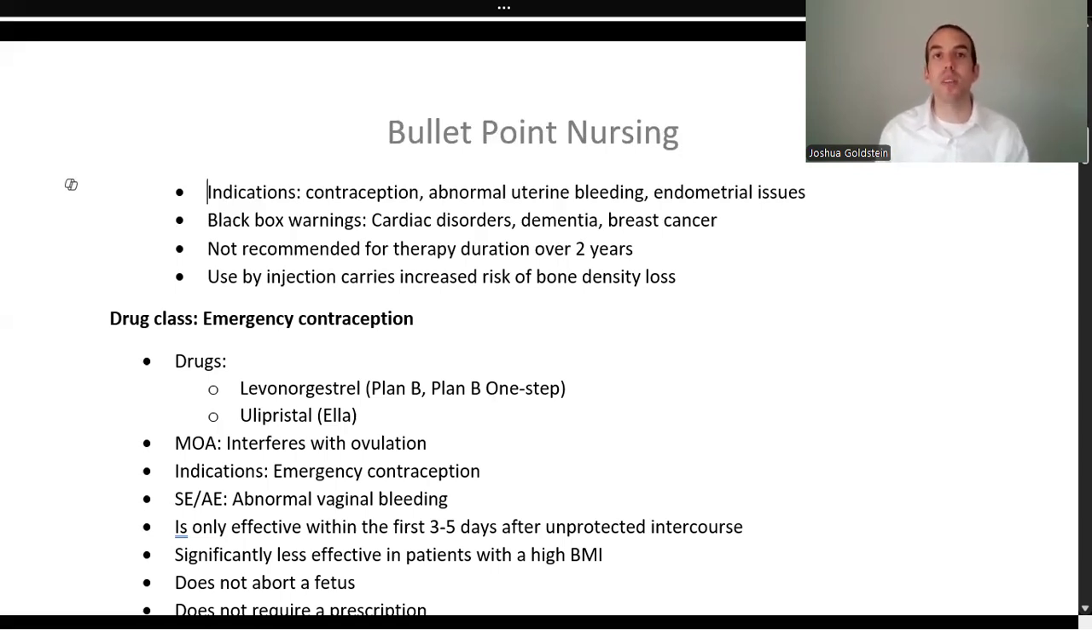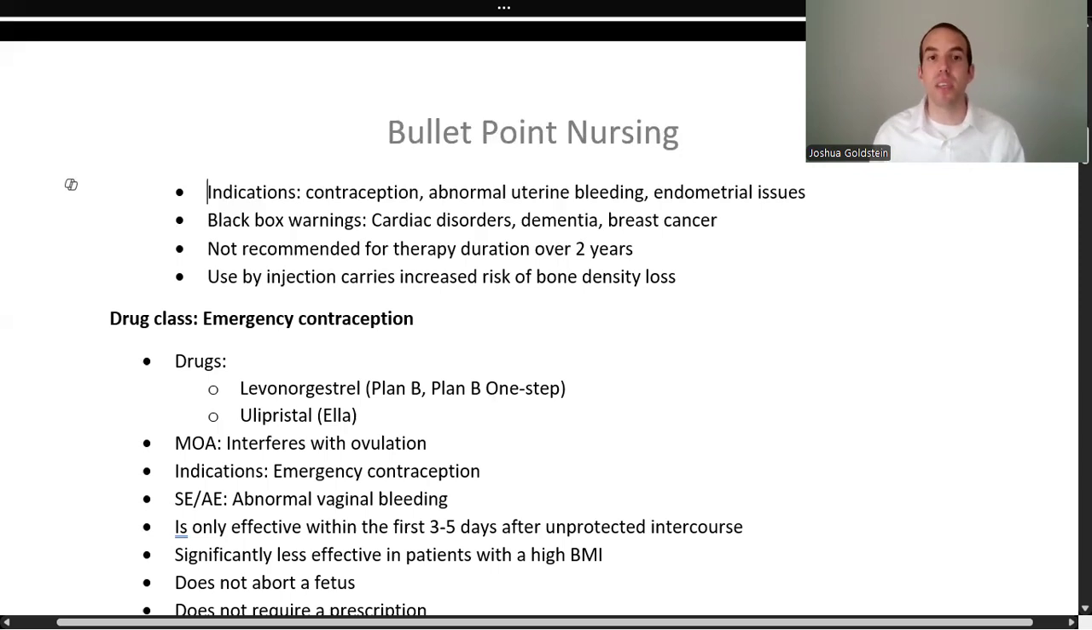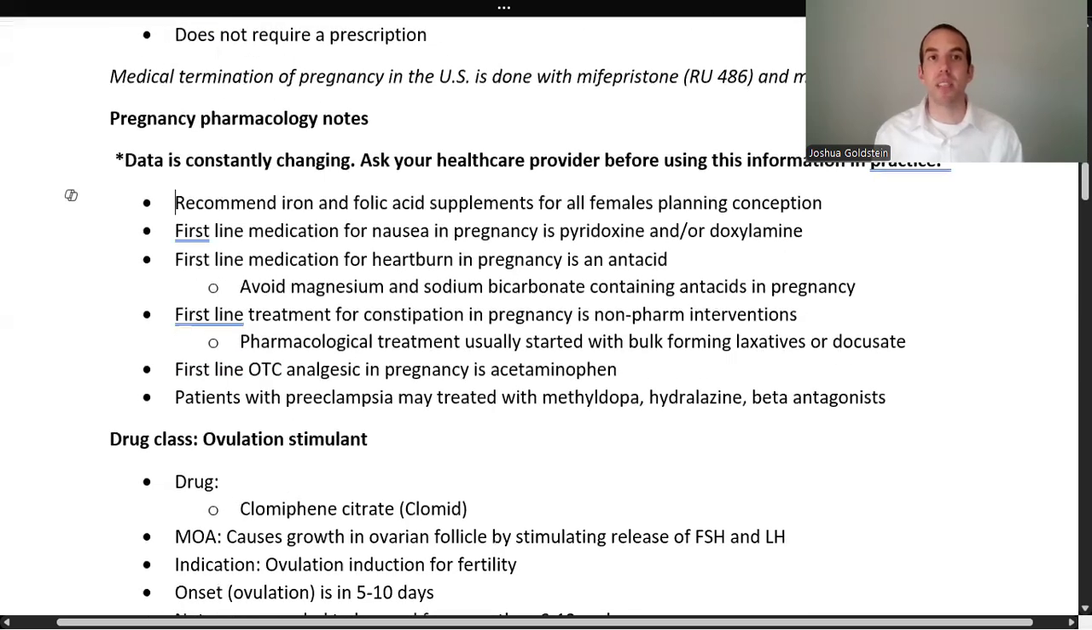This will not cause an abortion. So if someone's pregnant and takes this medication, this will not cause an abortion. Do not do that. Obviously, it can be severely harmful to the baby, but this cannot be used to induce an abortion. And like I already mentioned, this does not require a prescription in the United States.